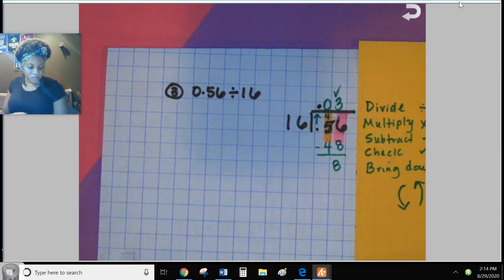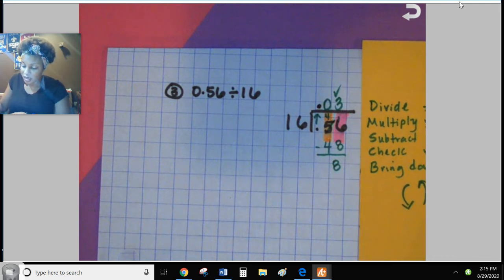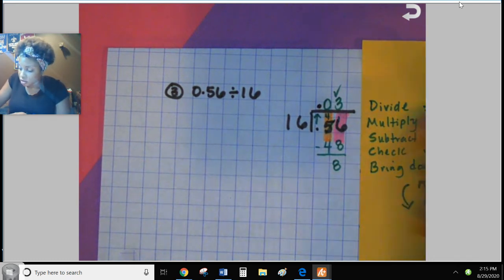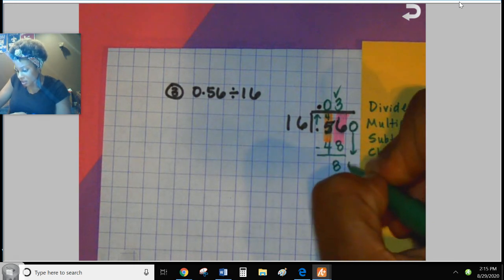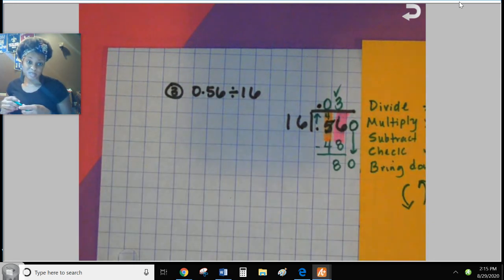Then at this point, is there anything left to bring down? No, there's nothing. So what would I do? At this point, you can add a 0 so that you can keep engaging this 8 until you're done. So you can add a 0 and bring it down. Again, remember I said don't stop. Don't stop till you know that you're done. So I know that I'm not done because I've done this problem 3 different ways, right?